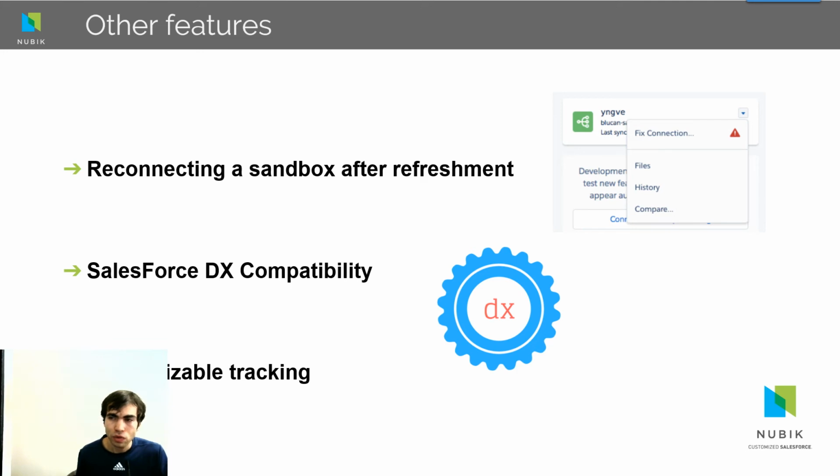The only thing that you need to do after that with Blue Canvas is just to reconnect it. In that case, you will see a red icon that you need to click on, and then you will be asked for the credentials again. So basically, it's the same process that you did to register that organization.